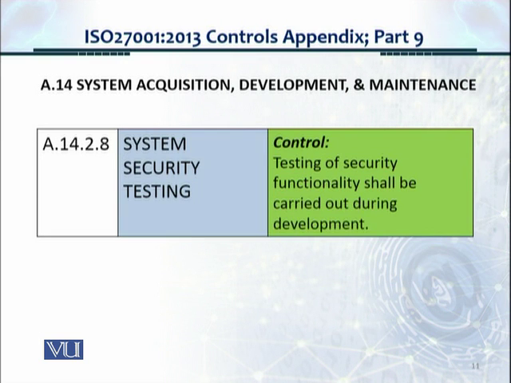System security testing, extremely important. This is the validation step. Testing of security functionality shall be carried out during development, and that is a validation. And eventually, the security team gives an accreditation or a go-ahead, and they certify through the accreditation process that the application or the system is secure.